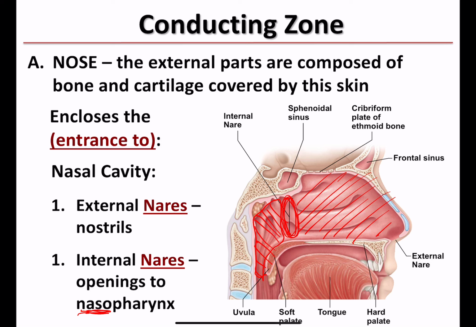All right, and as you can see here in this diagram, here is our palate, which is going to be separating the nasal cavity from the oral cavity. You can see the bony reinforced part of the palate, which is known as our hard palate, and then posterior to the hard palate, you can see the skeletal muscle reinforced part of the palate, known as the soft palate.